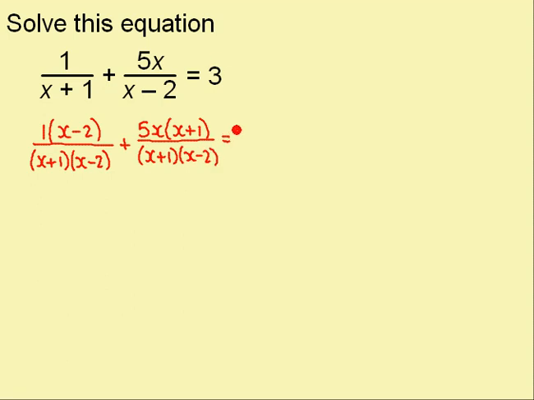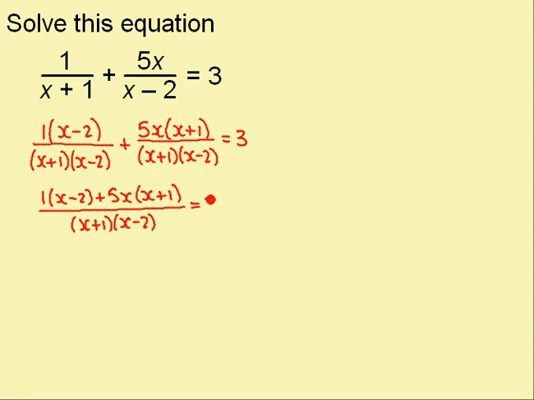This remains unchanged. I now write this as a single fraction. So I've got 1(x - 2) + 5x(x + 1) over (x + 1)(x - 2). Again, this remains unchanged. Now I'm going to multiply out the brackets on the top. So that's x - 2 + 5x² + 5x. That's over (x + 1)(x - 2). And this still remains unchanged.